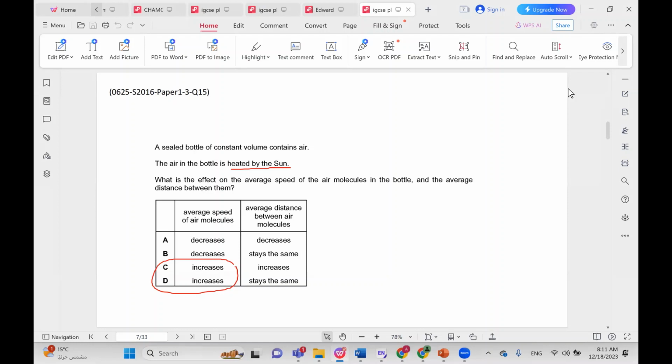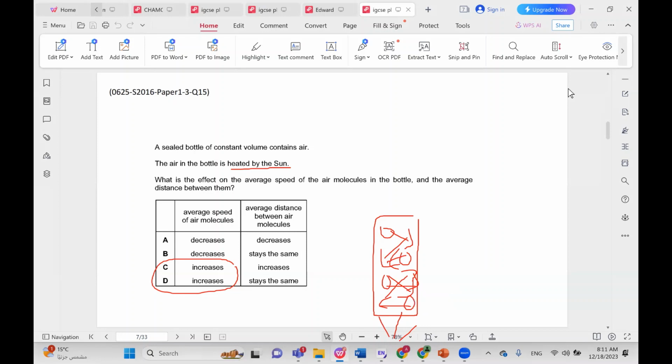Because if we have a bottle and we have gas molecules in the bottle, we should know that the gas molecules are randomly spread about in the bottle. They take the shape of the container and the volume of the container. So they occupy the entire space and they're constantly moving about, right? So what happens if we heat up the bottle? Well, they will start moving faster, but in the end, they will still be within the same distance from each other because they were already occupying the entire bottle.